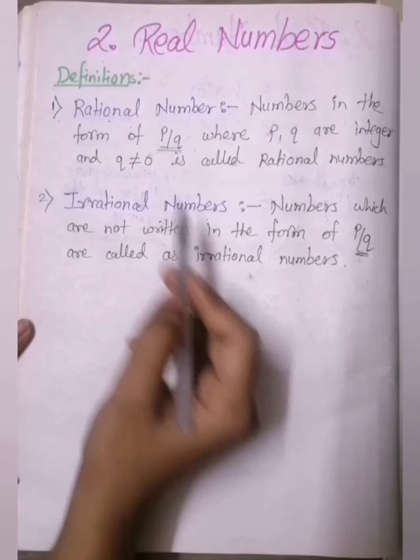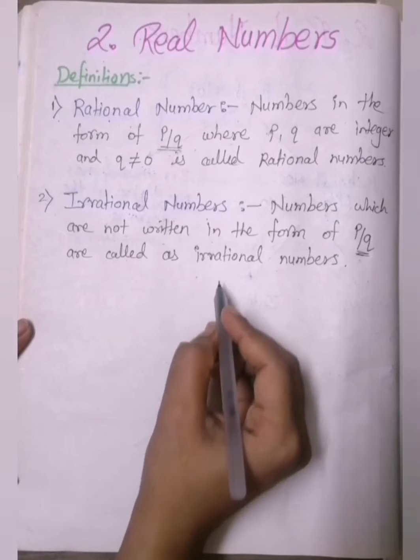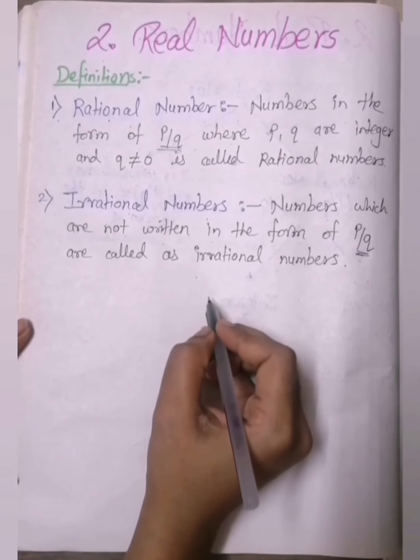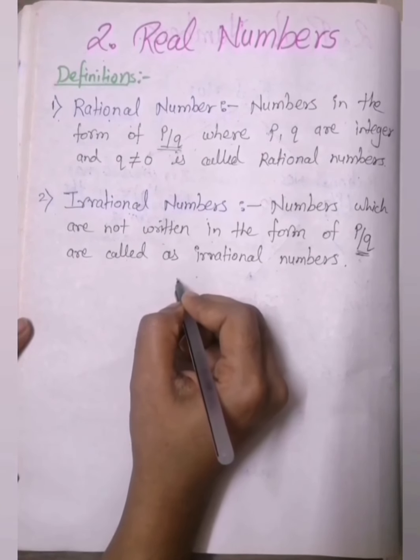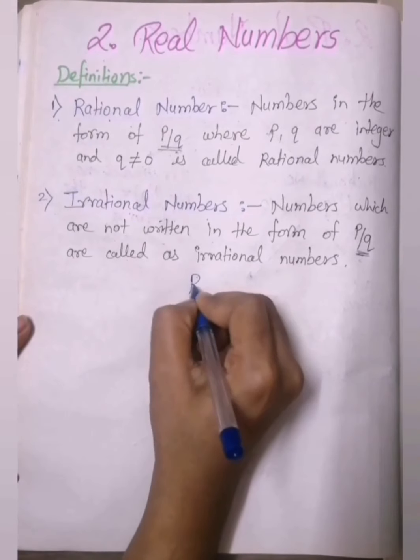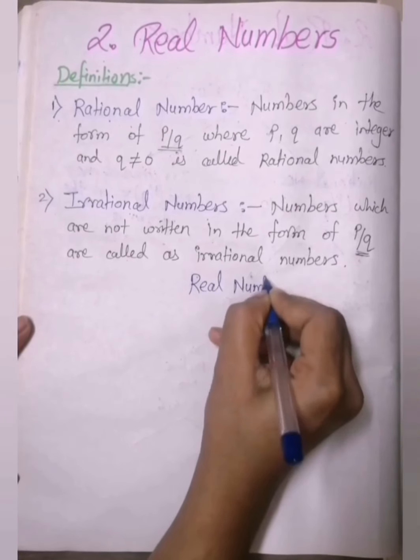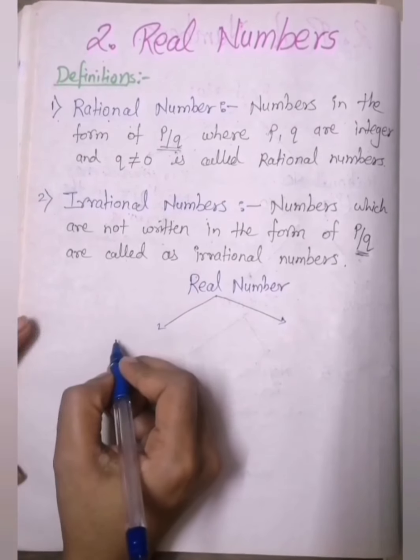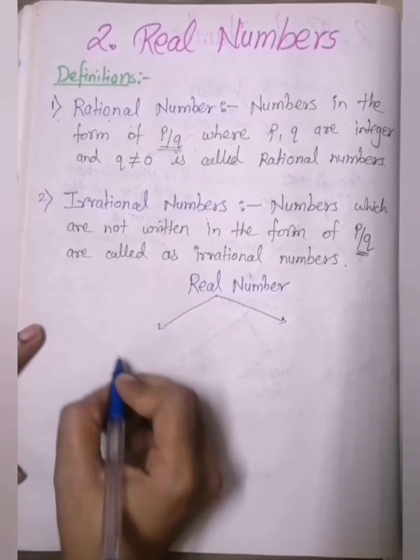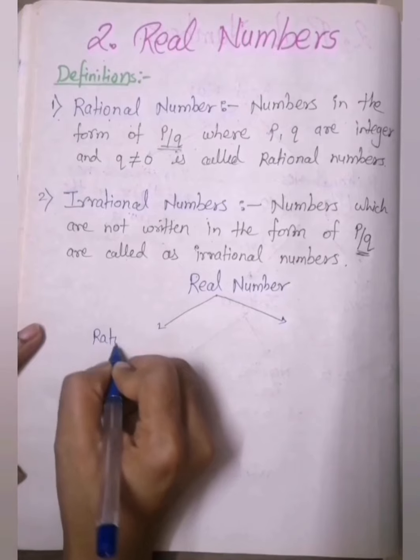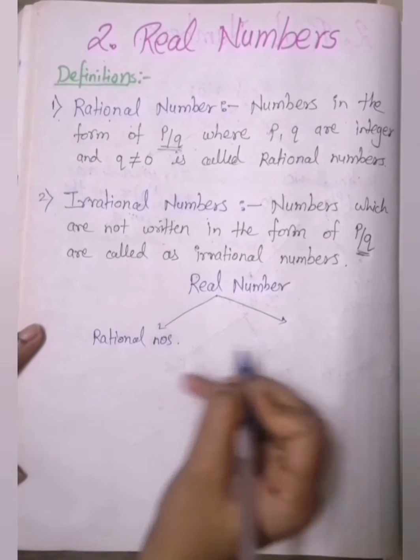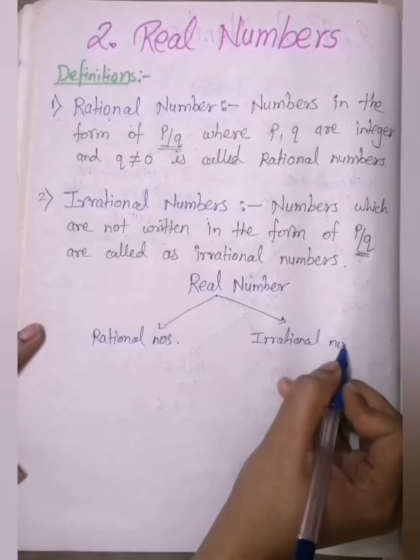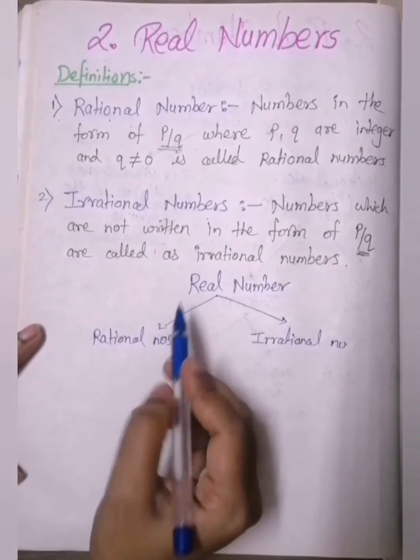So students, after these definitions we classify the real numbers into various categories. First write down here real numbers. Real numbers are classified into two categories, right students? The first one is rational numbers, and the second one is irrational numbers. So first we understand the definition of rational and irrational numbers.